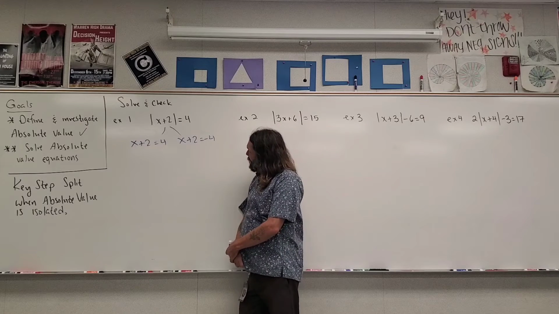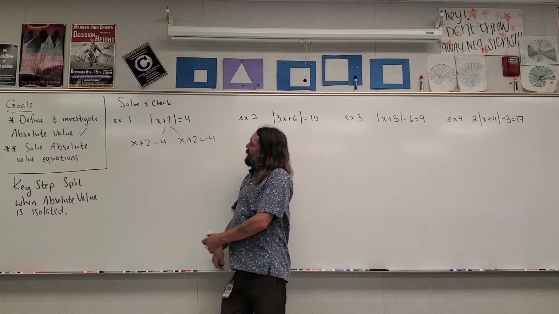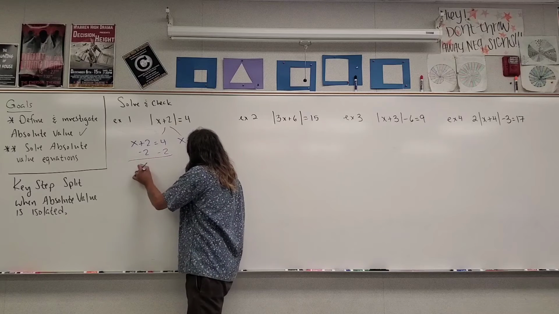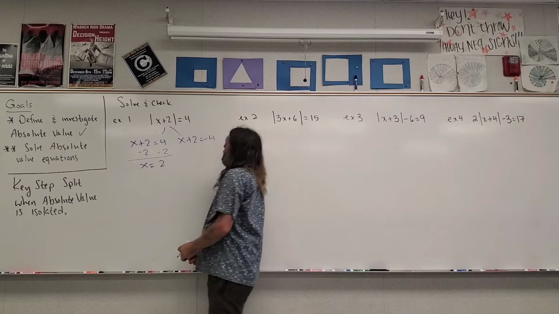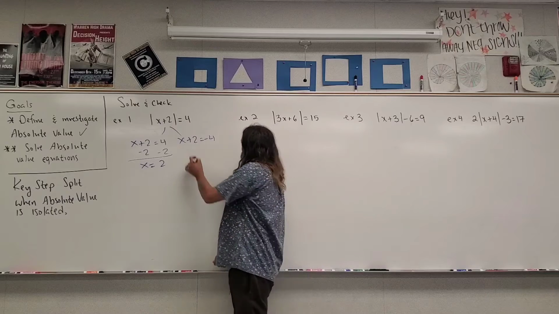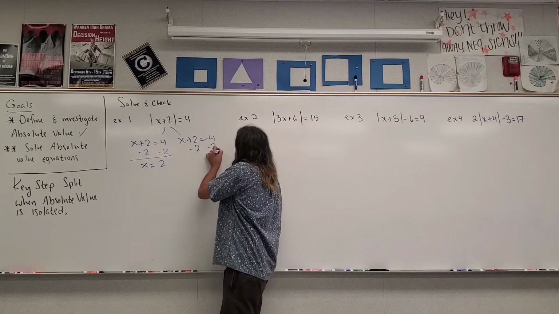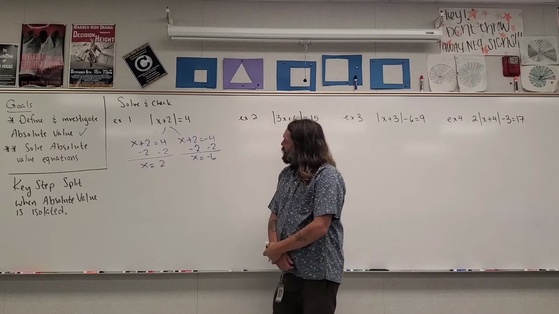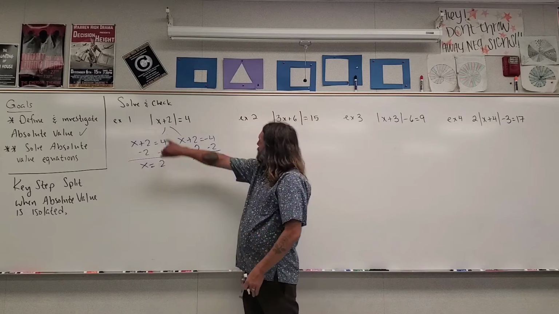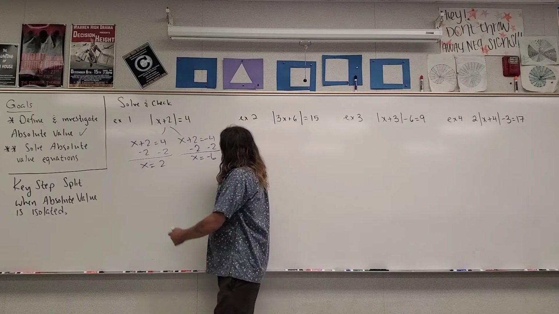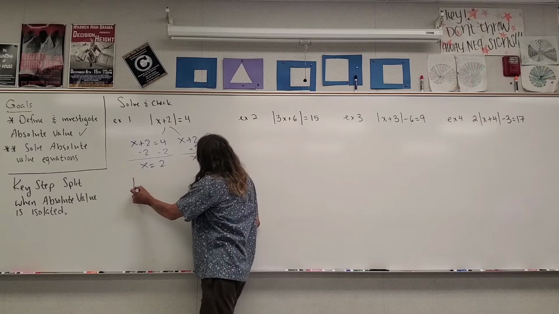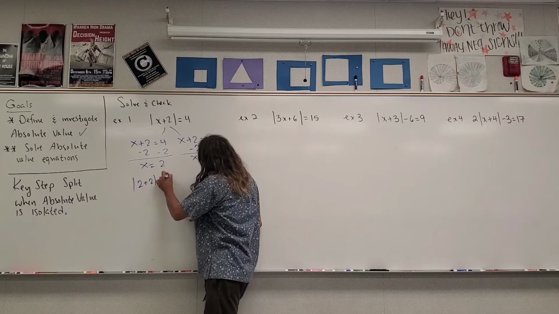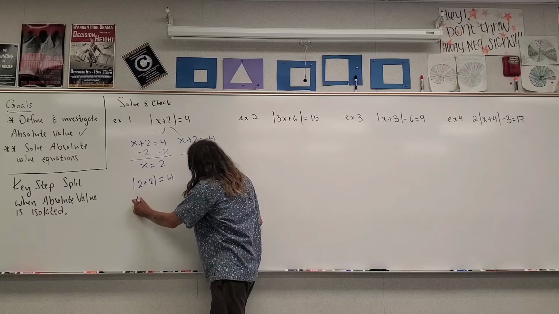Now we solve these problems individually. With the first problem, I subtract away the 2's and get x equals 2. The second problem I solve again by subtracting the 2's, and on this one we get x equals negative 6. Now I'd like to check my values in the original. I have the absolute value of 2 plus 2. Does that equal 4? Well, 2 and 2 gets me to 4.